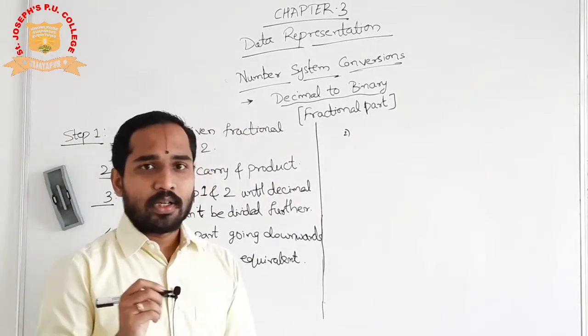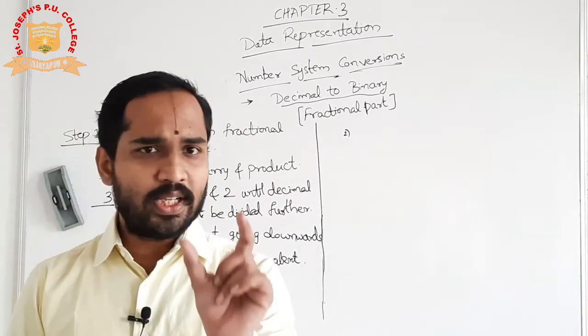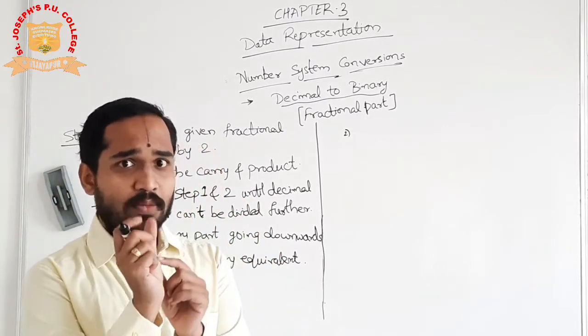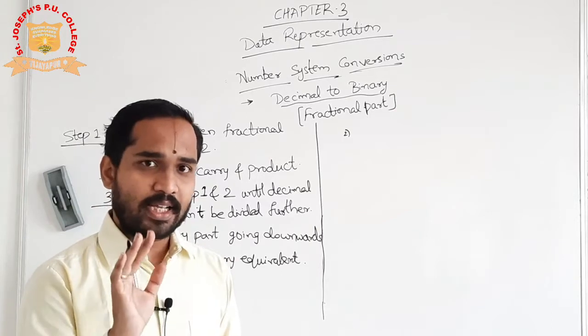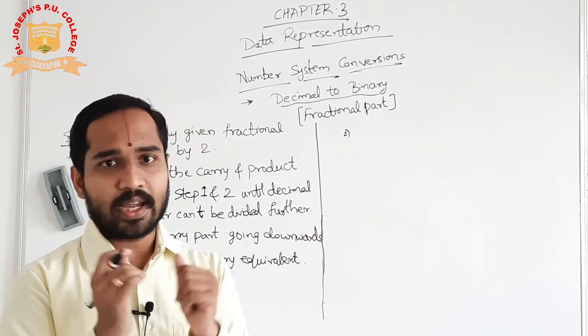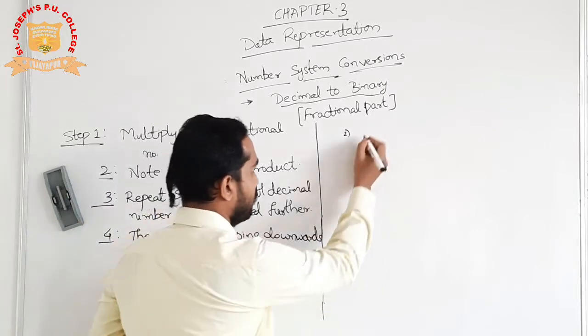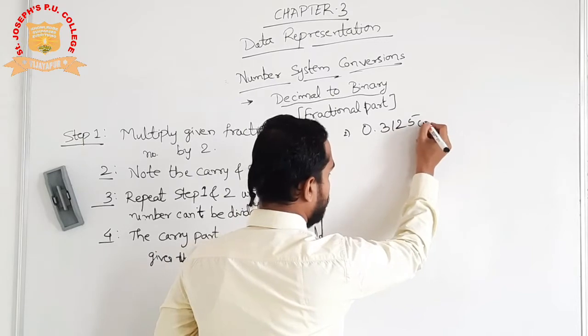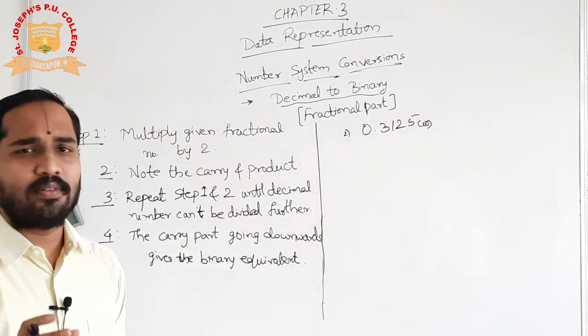Now let us take one more example. Only the decimal part I am taking, that is, only the fractional part. I will take that and explain. Later in assignments, we will combine and do. So let me take one decimal number, 0.3125.